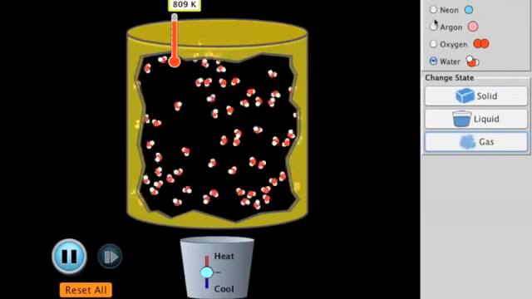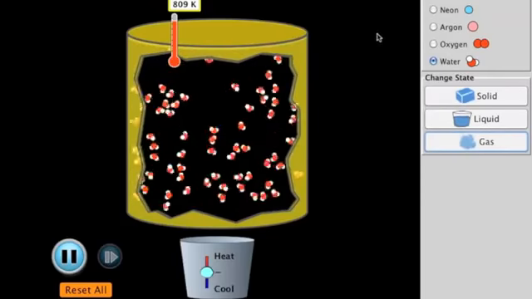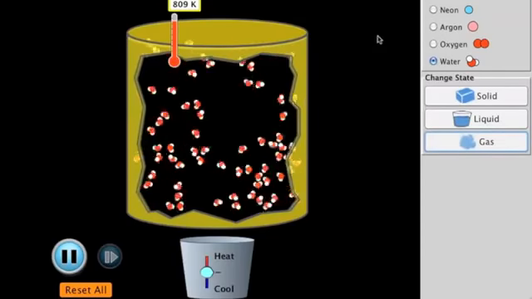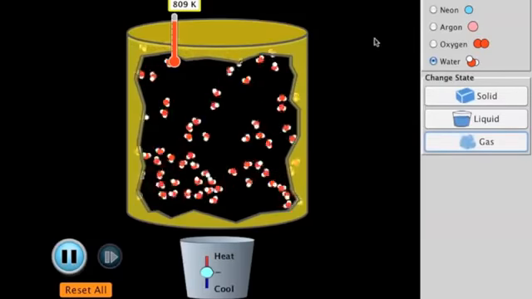Okay, so I hope you get a chance to work with the simulator a little bit more today and understand the kinetic theory of matter based on how particles gain or lose energy.